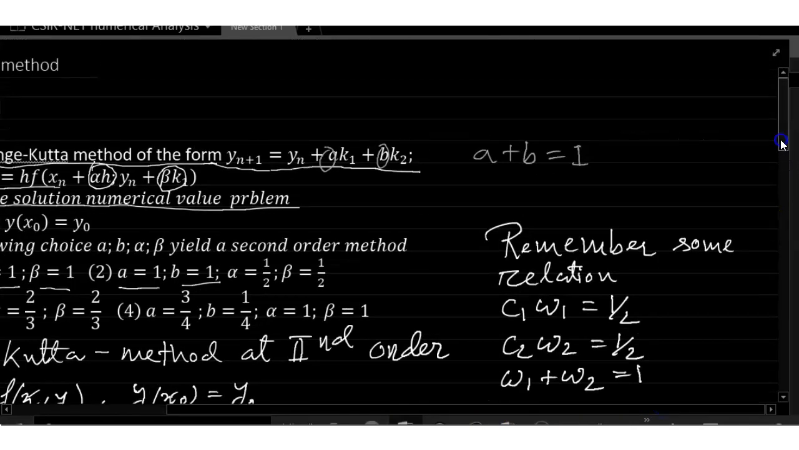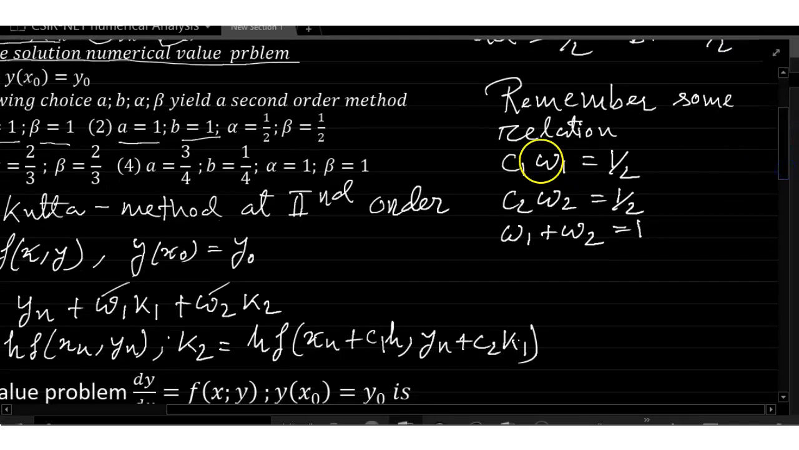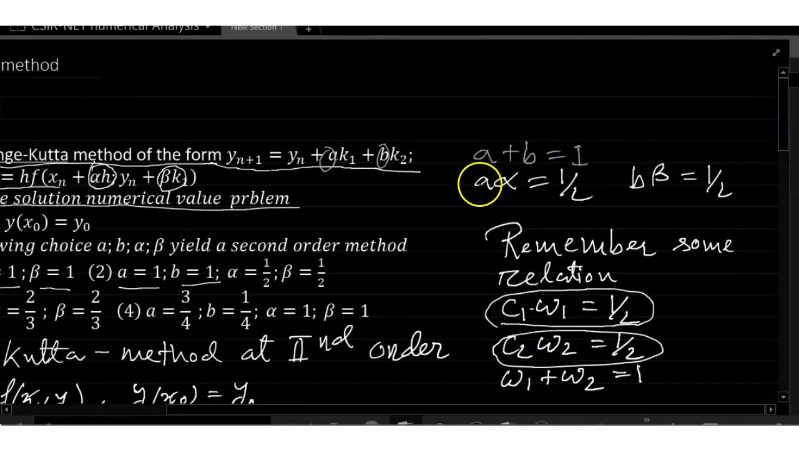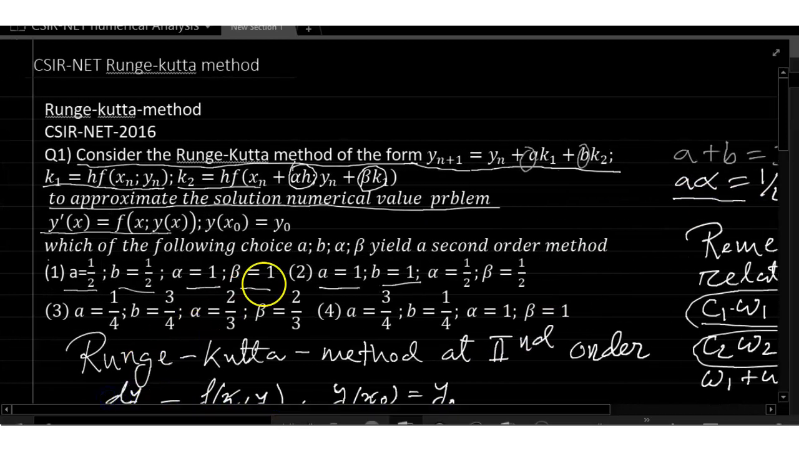So according to the formula, a alpha equals half and b beta equals half. Which property? c1 w1 equals half and c2 w2 equals half. So according to this property, a alpha equals half and b beta equals half. So friends, the first option is correct, true.